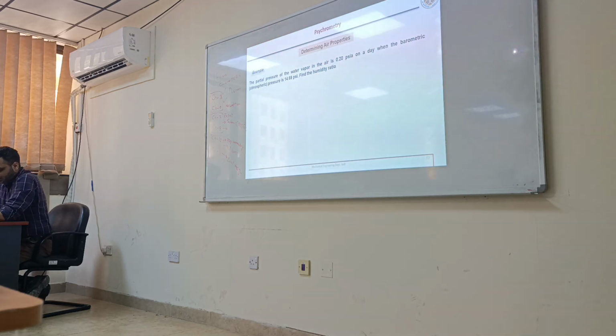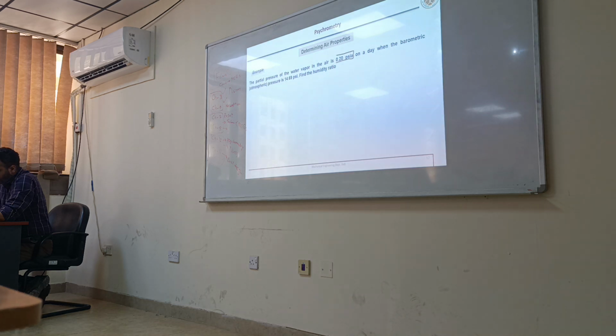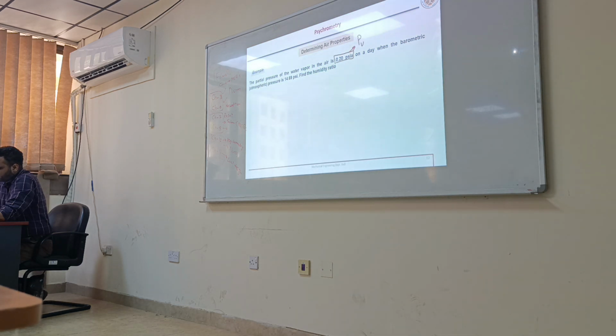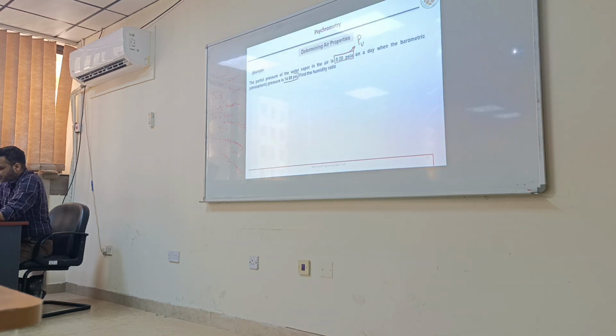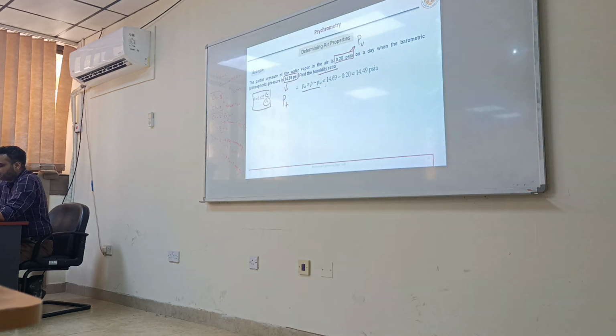Okay. The partial pressure of water vapor in the air is PV, when the barometric pressure is P total. Find the humidity ratio. So now we have the equation, just put the values. Here is the equation. Find out PA. Put the value, that is specific humidity.